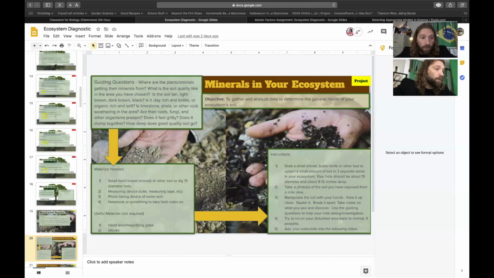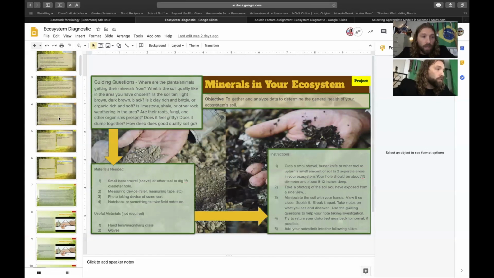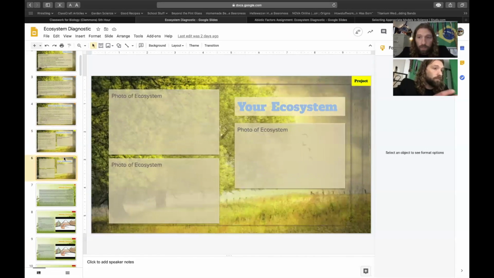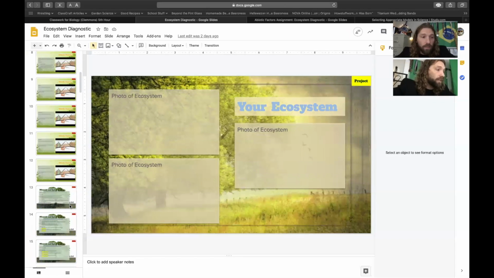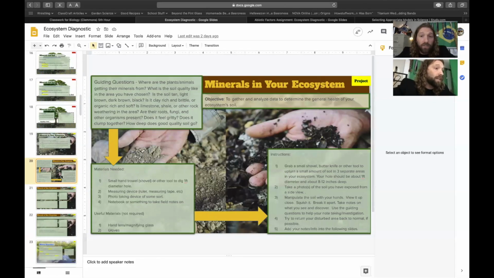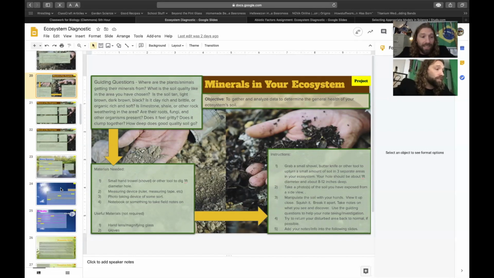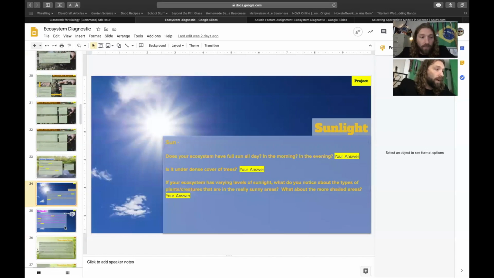Now, the other thing that will be rolled out next week is the first part of your project. The first part of your project is you identifying your ecosystem, getting those photos, and you going out and taking soil samples to determine the health of your soil, as well as identifying the abiotic factors in your ecosystem.